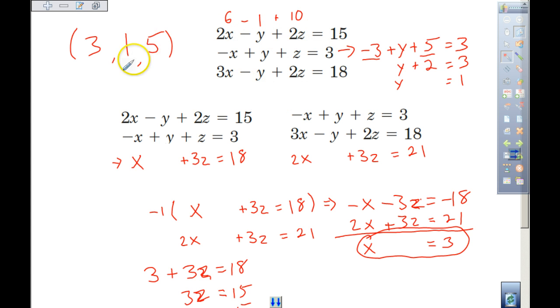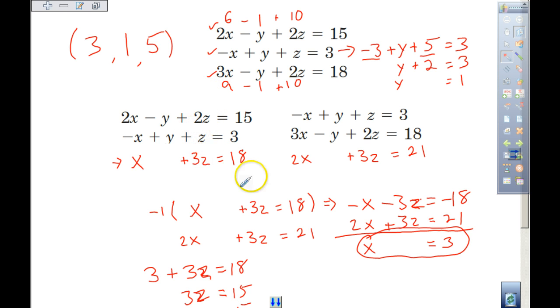That's good. The middle one I kind of just did. Negative 3 plus 1 plus 5 is 3. And the bottom one we have 9 minus 1 plus 10. 8 plus 10 is 18, so it does check out with all 3.